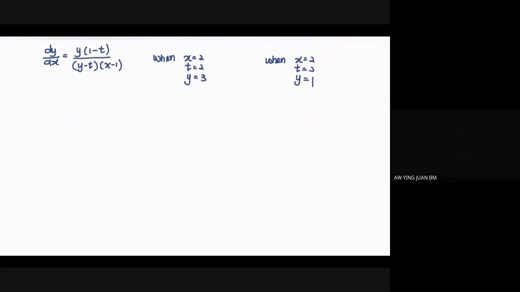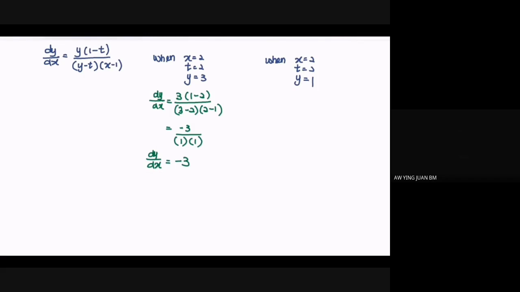So when the x is equals to 2, t is equals to 2 and y is equals to 3, kindly substitute the value into the first derivative. So in here we will have dy dx is equals to 3 bracket 1 minus 2 over 3 minus 2 bracket 2 minus 1. So kindly simplify for the numerator and we will have negative 3 over 1 multiple with 1. So finally, the dy dx will be equals to negative 3.